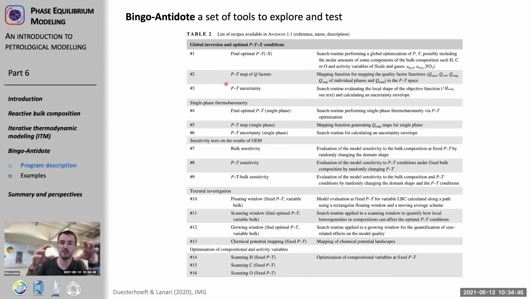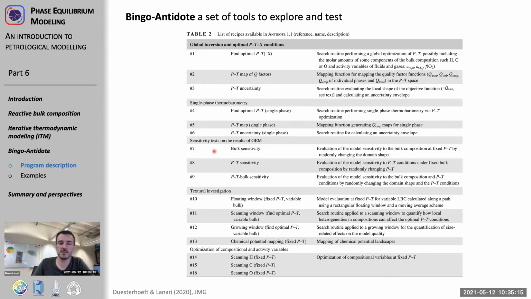So we have a search routine that will evaluate the shape of the objective function. So you can say, for example, if I take a threshold at 95% of my model quality factor, the program will map this line on your PT diagram. Then you have some single phase thermobarometry. What are the optimal PT conditions for my garnet? And the program will run a PT optimization for your phase. You can map as well the model quality factors.